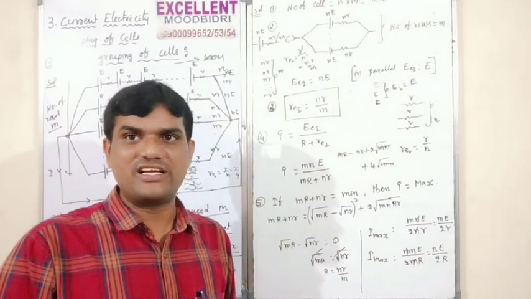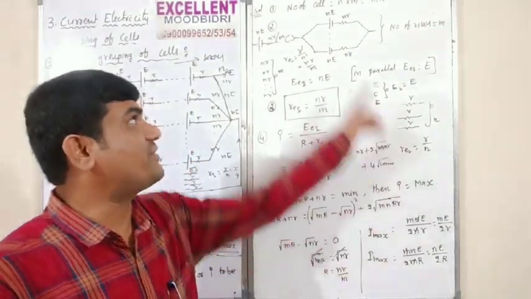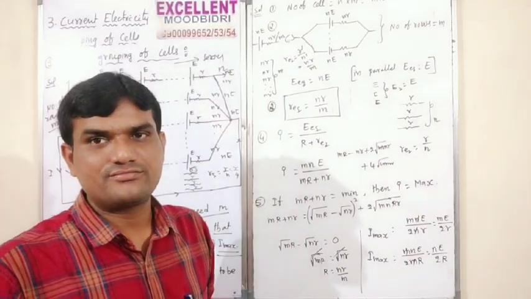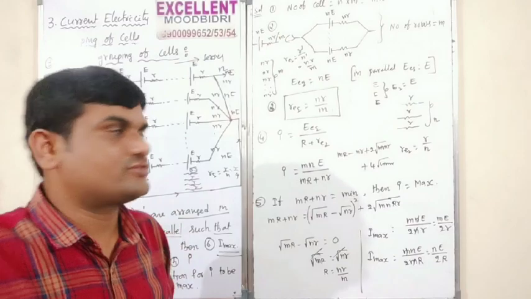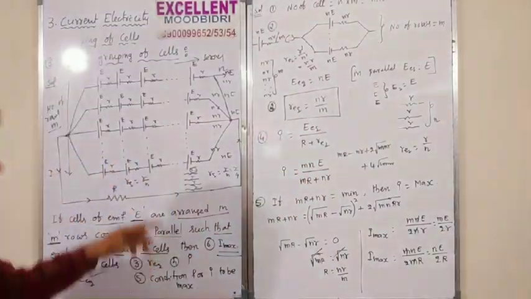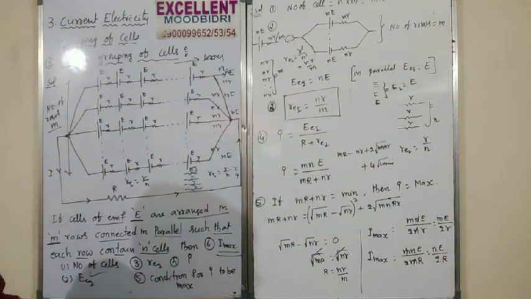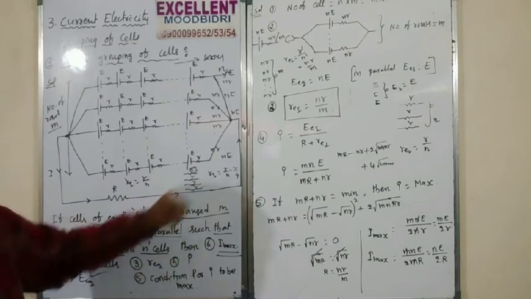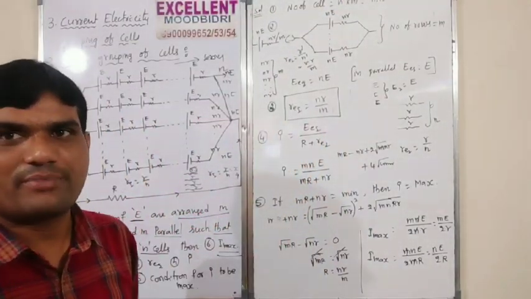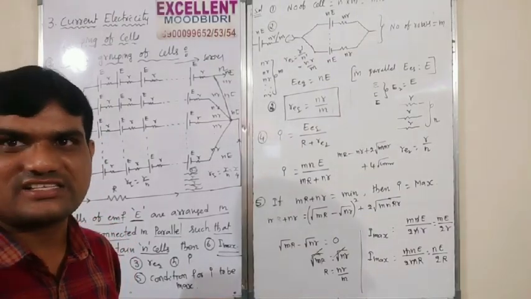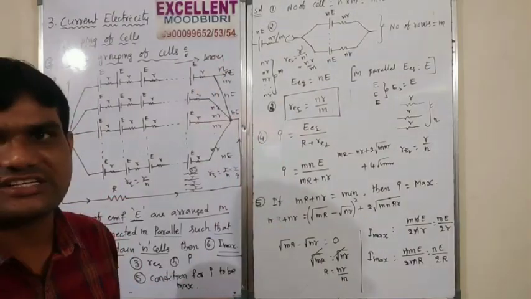R by N is the general formula. Instead of R, what should be there? NR. Instead of N, what should be there? How many rows? M rows. Therefore, M. Here, 1, 2, 3, 4, four rows are there. Here, how many rows are there? M rows will be there. Therefore, M. Parallel combination, right? Same resistance, internal resistance also same.